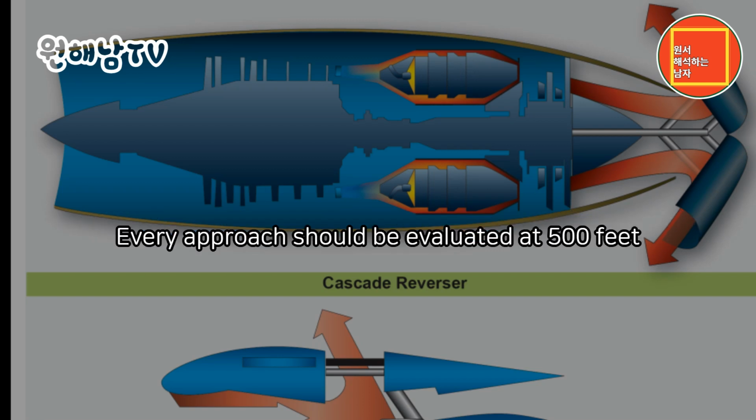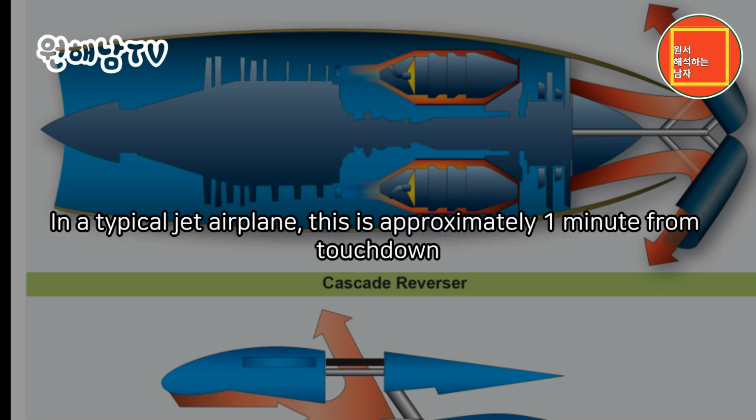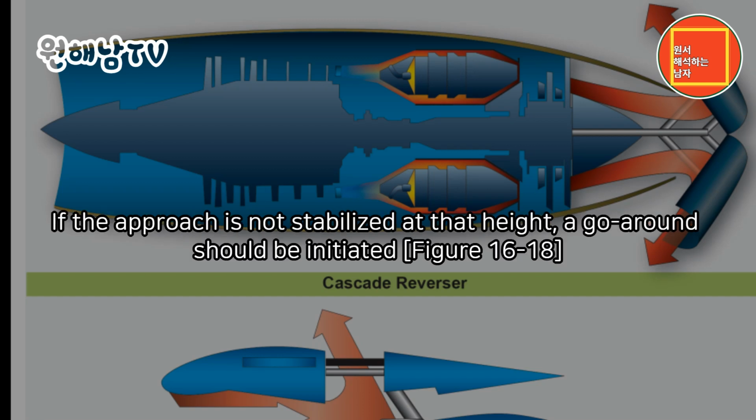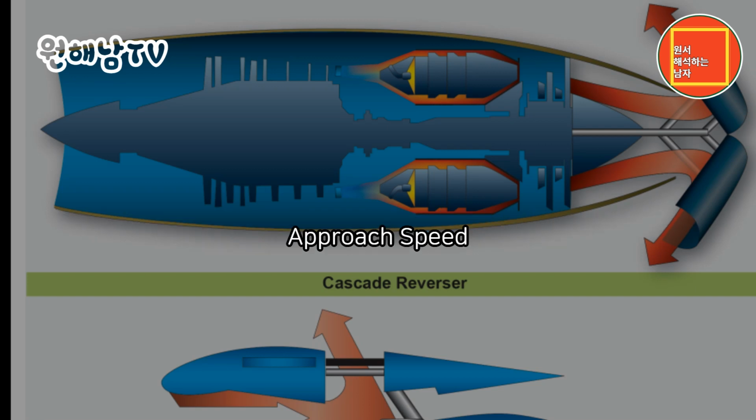Every approach should be evaluated at 500 feet. In a typical jet airplane, this is approximately 1 minute from touchdown. If the approach is not stabilized at that height, a go-around should be initiated. Figure 16 to 18. Approach speed.